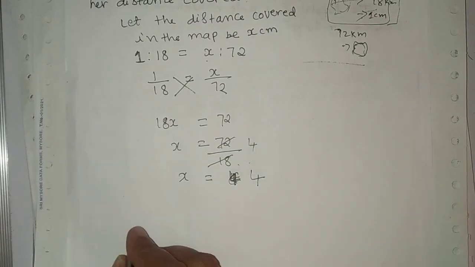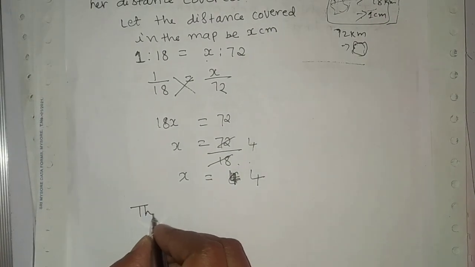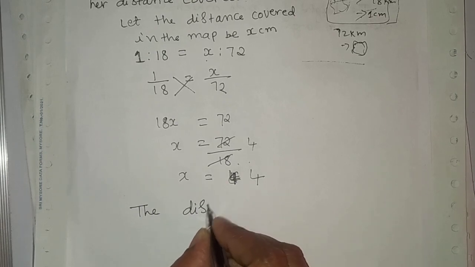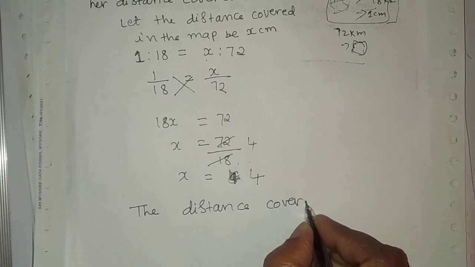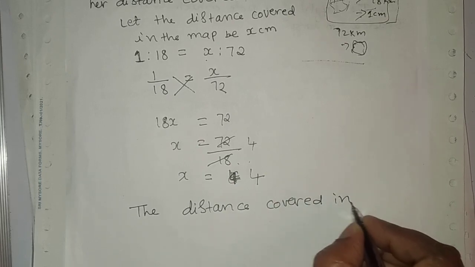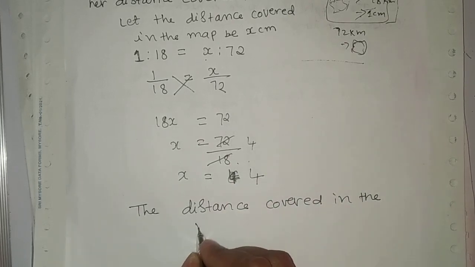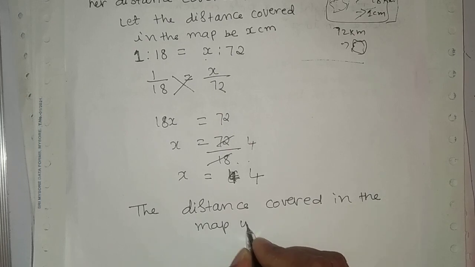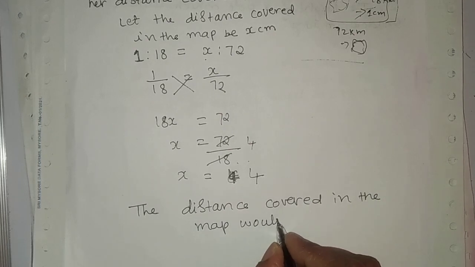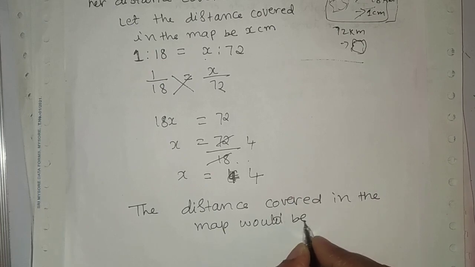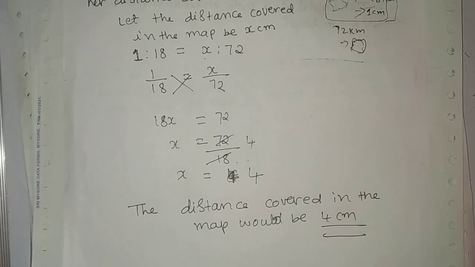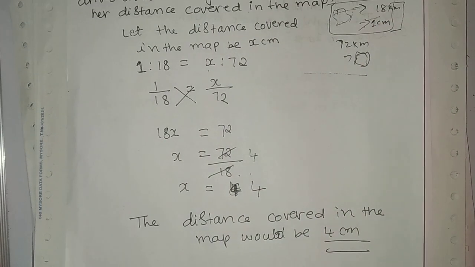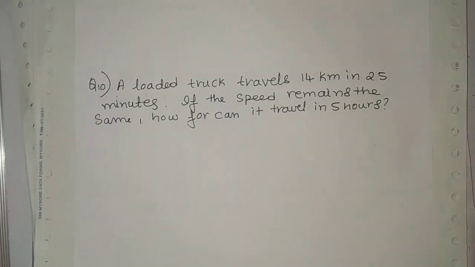Hence we can write here the distance covered in the map would be 4 centimeters. So this is the answer for 8th problem. Next we move on to the 9th one.